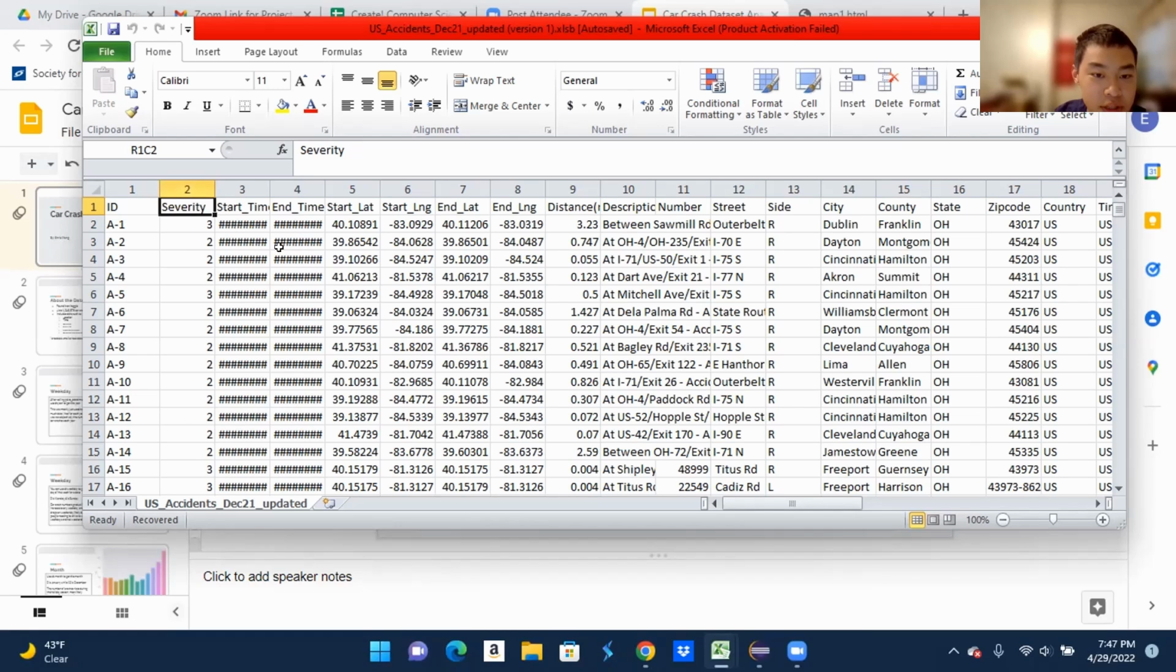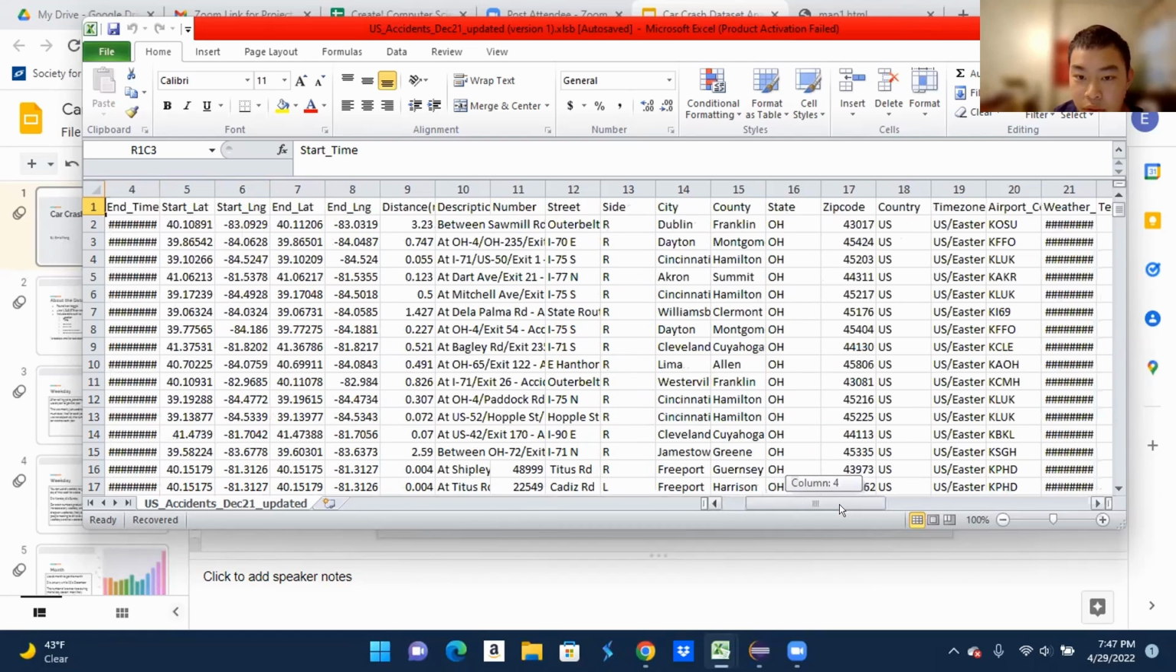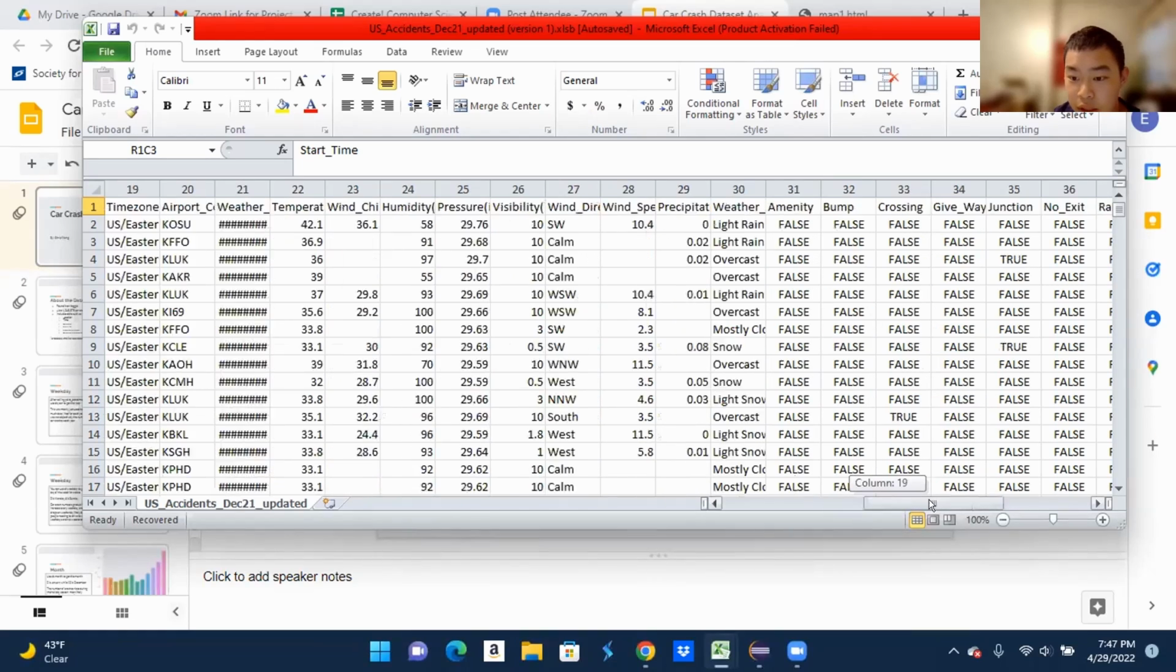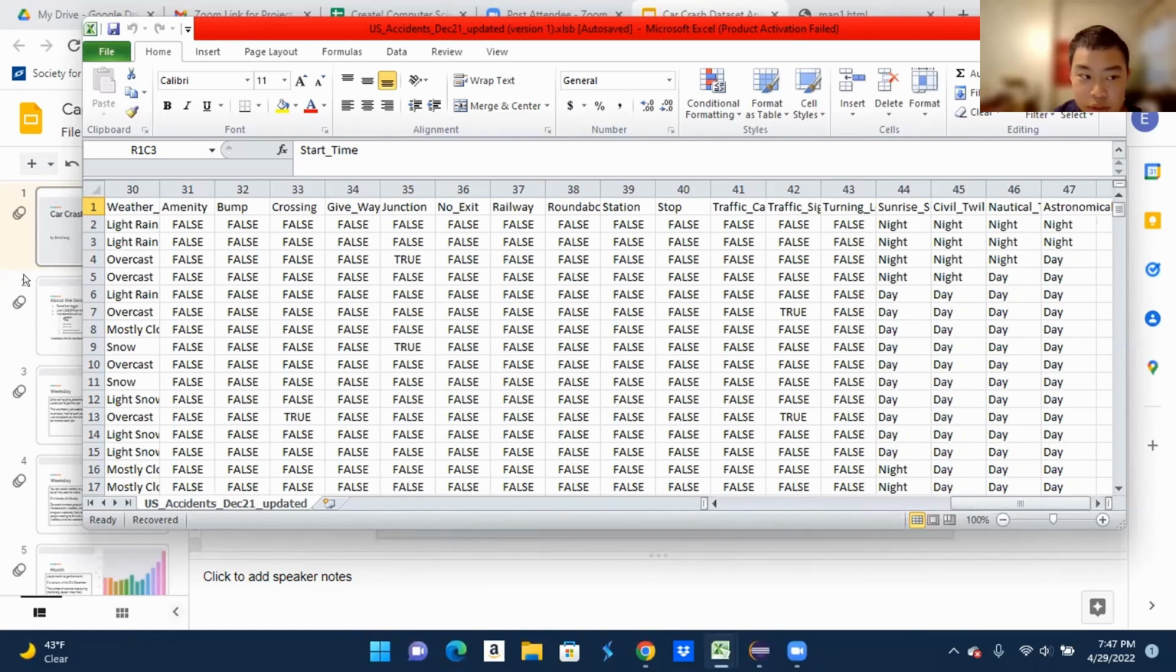And if you see the data set, it's pretty detailed. You have things like start time, end time, longitude, latitude. You have which side the car was hit. You have which state, which city. You have things like humidity, pressure, visibility, where the crash occurred, and also whether it was daytime or nighttime.